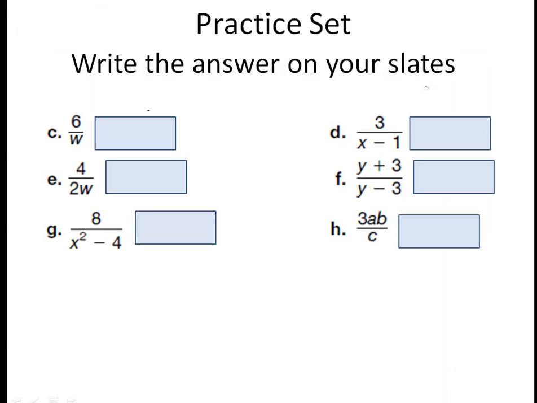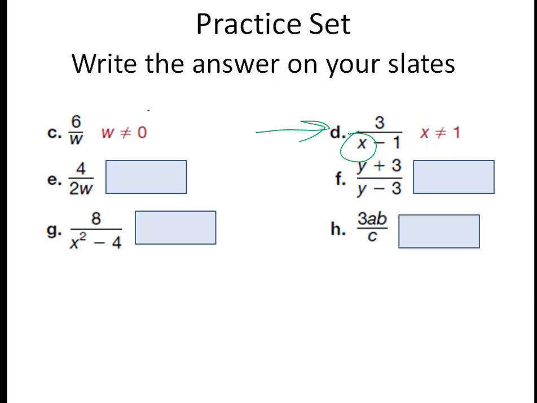So let's practice three of these. This is all this lesson is. Of all these problems here, what I want you to do is tell me what number can't be used for the variable. In C, it can't be 0. W can't be 0. How about in D here? What can't x be? It can't be 1, because if it becomes a 1, then the whole divisor becomes 0. How about this one here? What can't w be? 2 times what would make that 0? Well, 2 times 0 would make that 0. So w can't be 0.